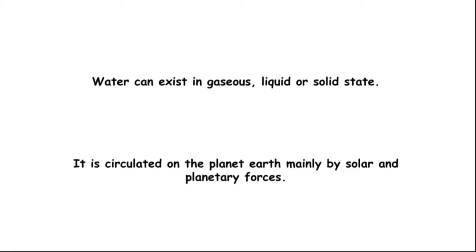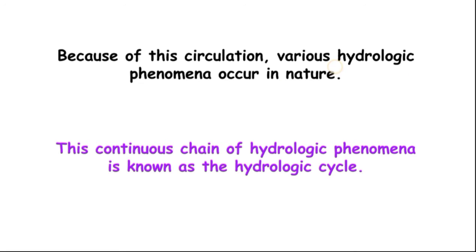In this video, we will understand the hydrologic cycle. We know that water exists in three states: solid, liquid, and gaseous. And water is circulated on Earth mainly by solar and planetary forces. Due to this circulation, various hydrologic phenomena occur in nature. And this continuous chain of hydrologic phenomena is known as the hydrologic cycle.